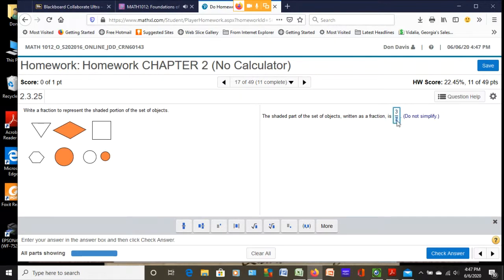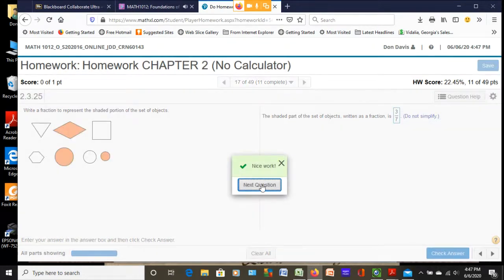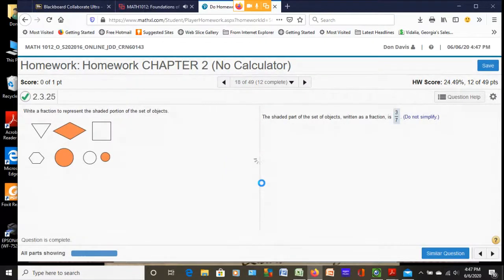You see where I got those numbers? I counted the number of objects. 1, 2, 3, 4, 5, 6, 7. I counted the number that was shaded, 3, and it's 3 out of 7. That was too easy, wasn't it? Let's do another one.